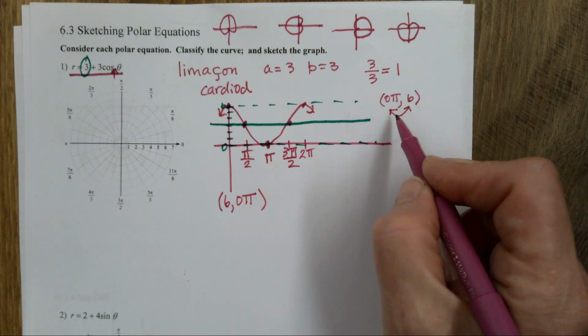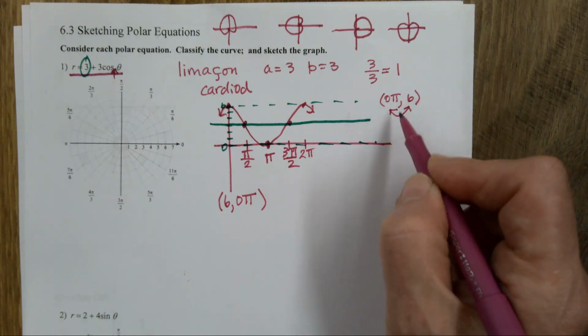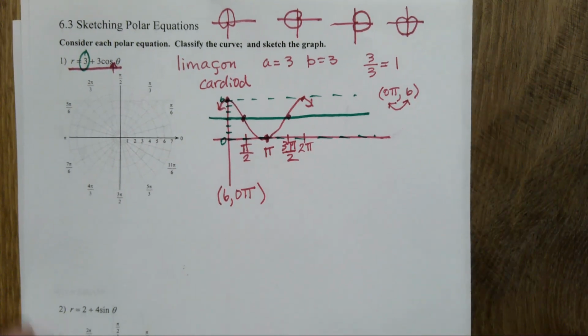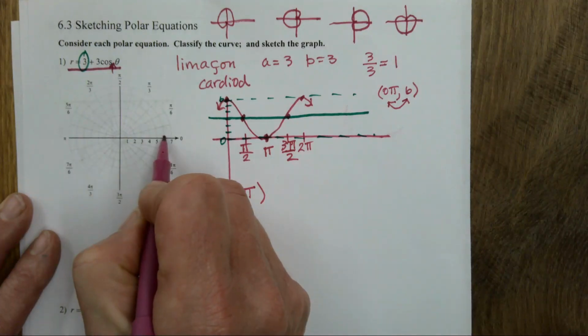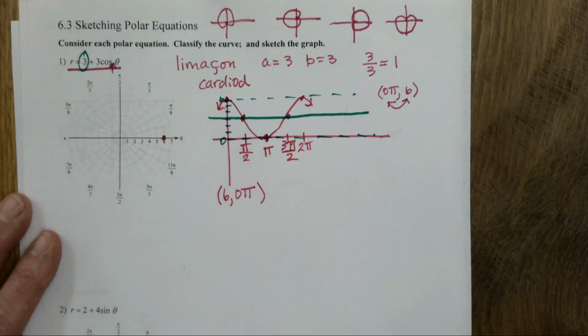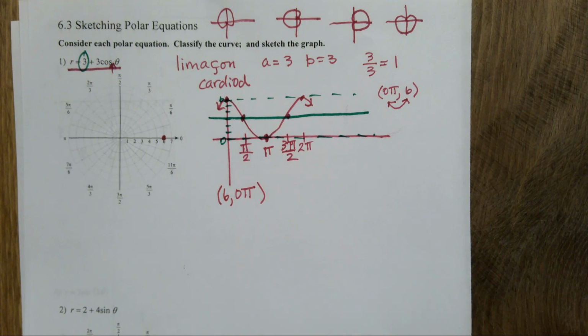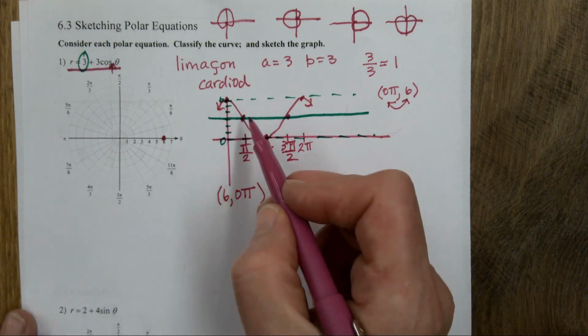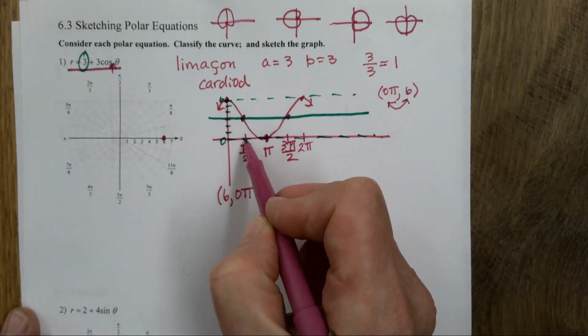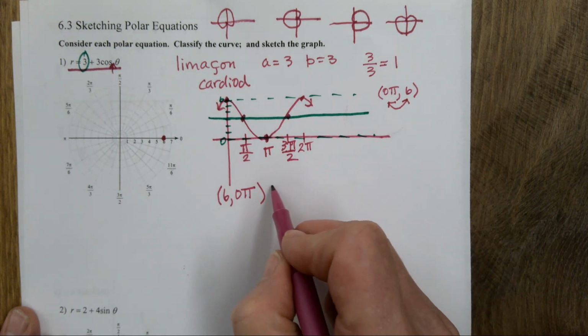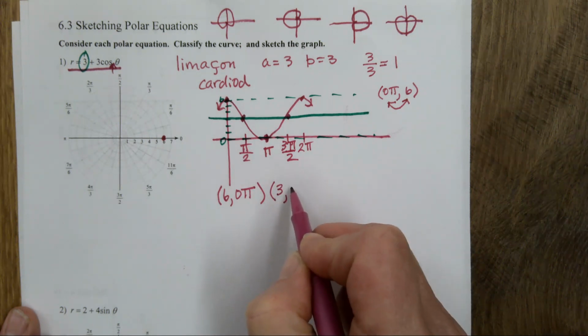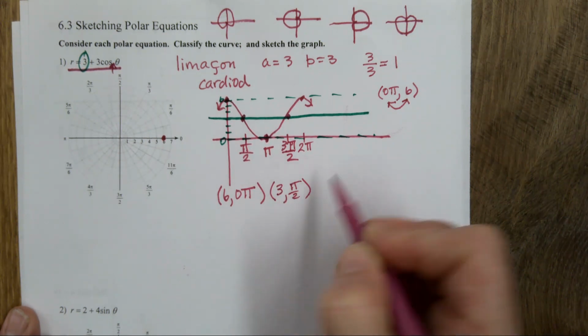So I'm going to do it the opposite way of what we normally would do to get it onto my graph. So my radius is 6, and I don't move my angle at all. I'll put a point on my polar graph at that spot. Radius 6, don't move any angle at all. My next point is pi over 2, 3. That means I have a radius of 3, and pi over 2 is my angle.